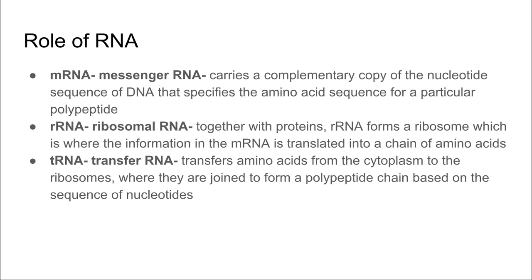We mentioned in the previous video that there are 3 types of RNA, and we're going to go through their roles now. mRNA, also known as messenger RNA, carries a complementary copy of the nucleotide sequence of DNA, and this specifies the amino acid sequence for a particular polypeptide. rRNA, or ribosomal RNA, works with proteins to form a ribosome, which is where the information in the mRNA is translated into a chain of amino acids. And we have our transfer RNA, which transfers amino acids from the cytoplasm to the ribosome, where they are joined to form a polypeptide chain. And the sequence of these nucleotides does then produce that polypeptide chain.